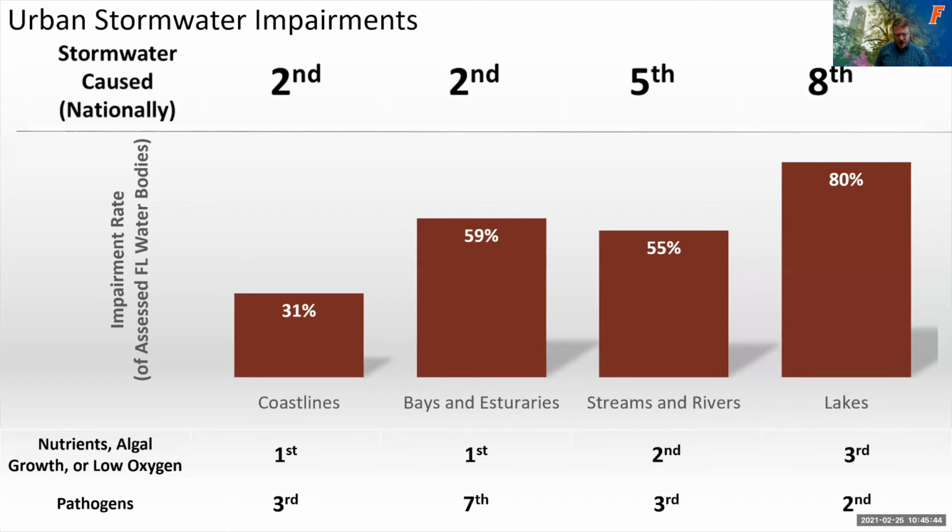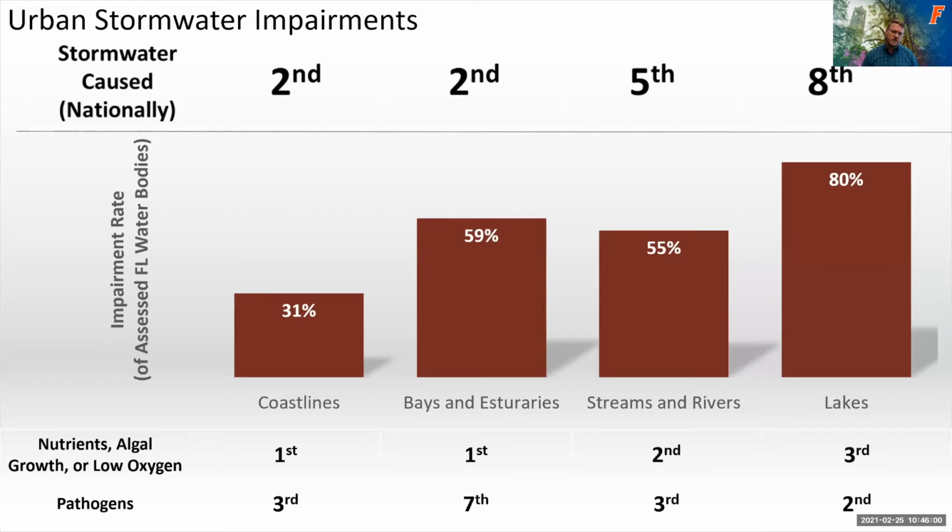How big a problem is stormwater runoff into our water bodies? Well, if we look at it from a national perspective, it's the second leading cause of impairment for coastlines, second leading cause for bays and estuaries, fifth for streams and rivers, and eighth for lakes.